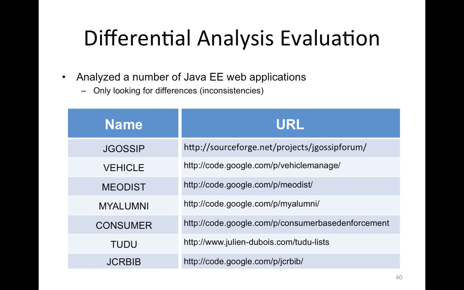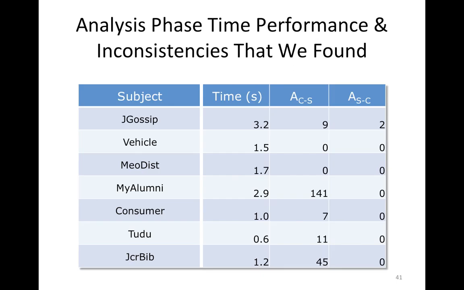Let's take a look at some of the experimental results that we have. We applied this technique on 7 J2EE web applications, looking for inconsistencies between the client-side code and the server-side code. For the analysis phase, after we extracted the functions, the maximum time it took to analyze all the functions was 3.2 seconds, for JGOSIP, which had the maximum runtime for the analysis. This is the static analysis phase, the string analysis phase.